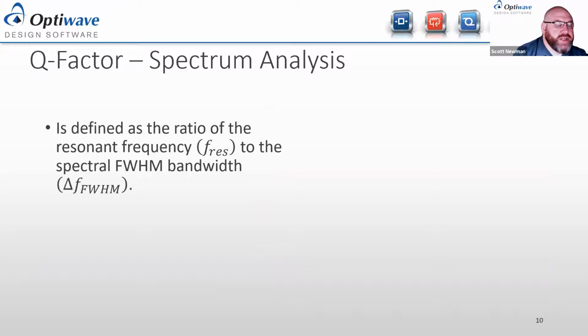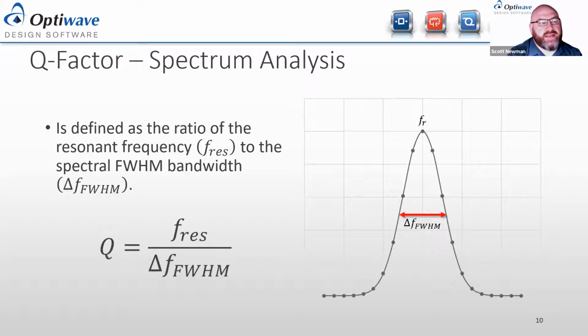The traditional definition of it, the standard definition of it, is the ratio of the resonant frequency of the cavity relative to the spectral full width half max bandwidth of that cavity. So what I mean by that is if I take a look at the time domain information for that cavity, I do a Fourier transform on it, I get the spectrum, I measure the peak, and then I measure the bandwidth, and the Q is the ratio of those two things.